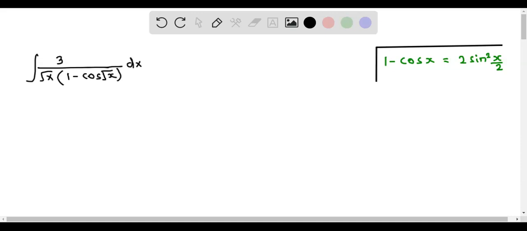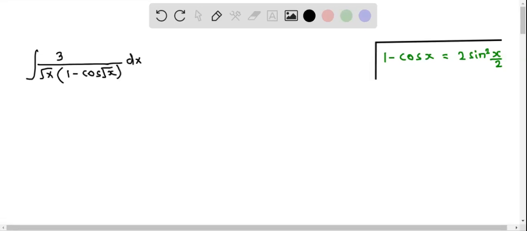We now solve this indefinite integral. That is, we have to integrate the expression 3 over the square root of x times 1 minus cosine of the square root of x, times dx. First, I'm going to rewrite this in a different form.